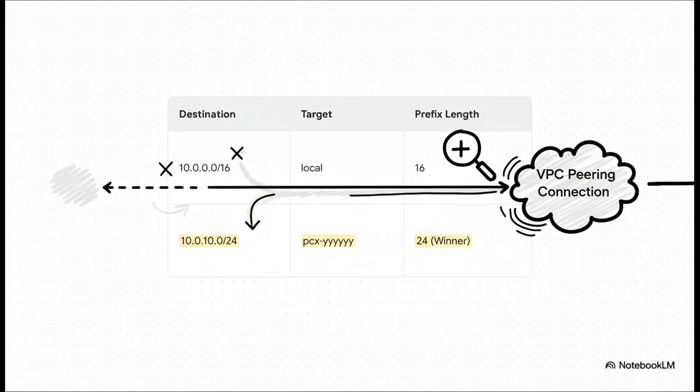Okay, let's see it in action. Say a packet is headed to the IP address 10.0.10.5. Does it match the top rule, 10.0.0.0/16? Yep, but wait, it also matches the bottom rule, 10.0.10.0/24. Since 24 is a longer prefix than 16, it's more specific. So the router says, aha, this one's the winner. It completely ignores the more general rule and sends the traffic straight to that VPC peering connection.